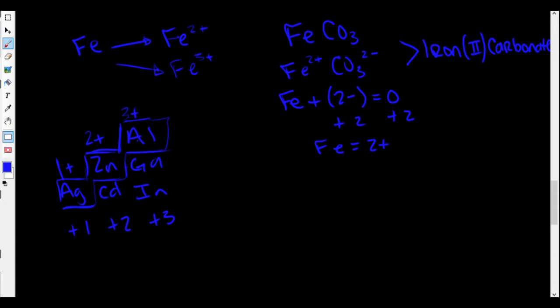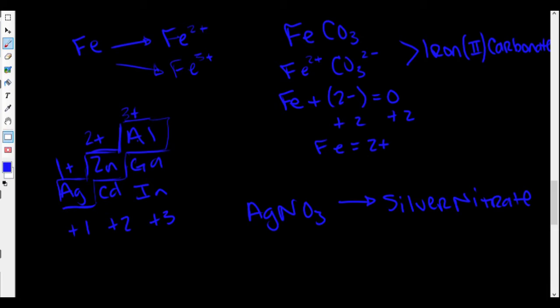The reason I point that out is because zinc doesn't have other charges. Well, I'm assuming almost always, if not always, it doesn't have other charges. Silver only has a +1 state. So if we're naming AgNO3, that's going to be silver nitrate.